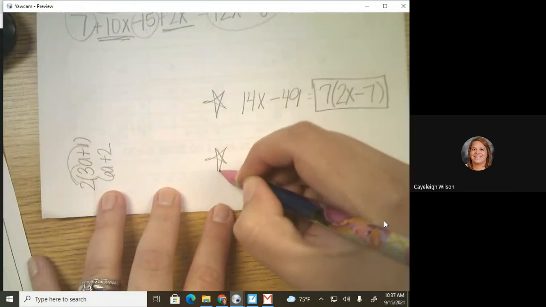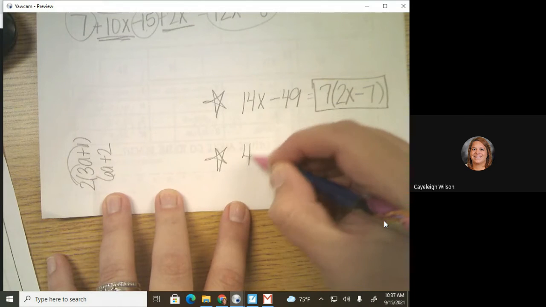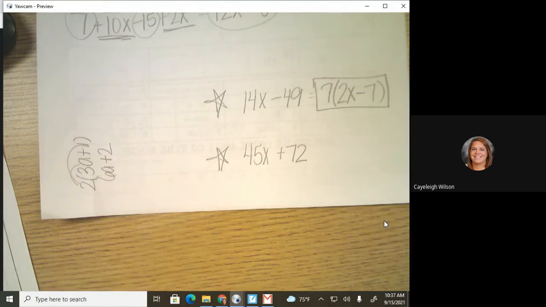Okay, let's do this one. So 45x plus 72. This one, you're probably going to need your multiplication chart. Yeah, they're all up there. Hold on.